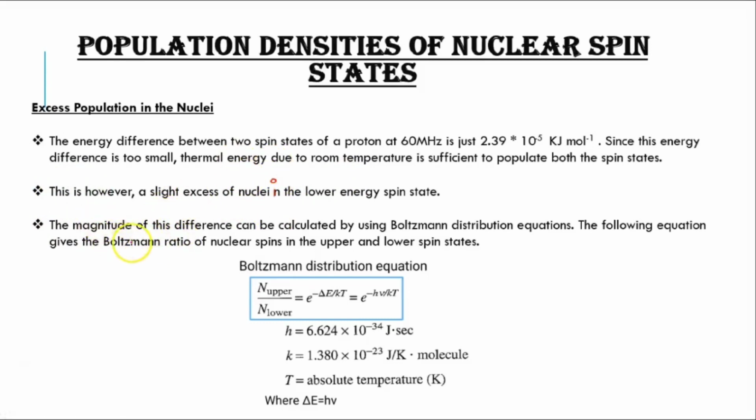So the magnitude of this energy difference, we can calculate it by using the Boltzmann distribution equation that is present over here. That is, number of nuclei in the upper spin state divided by number of nuclei in the low spin state is equal to e raised to the power delta E, that is change in energy, divided by kT, where k stands for gas constant, value is given over here, and T stands for absolute temperature. So using this value you can calculate the magnitude of the energy difference, right?